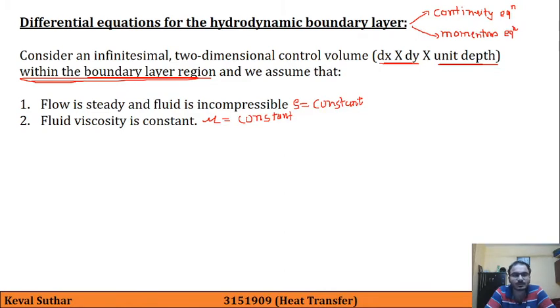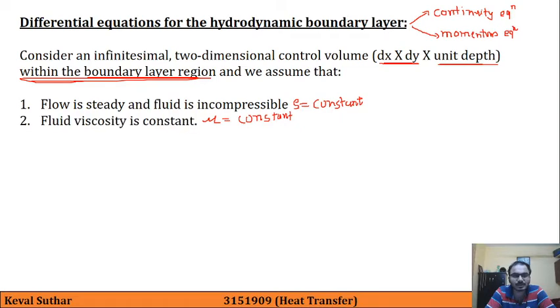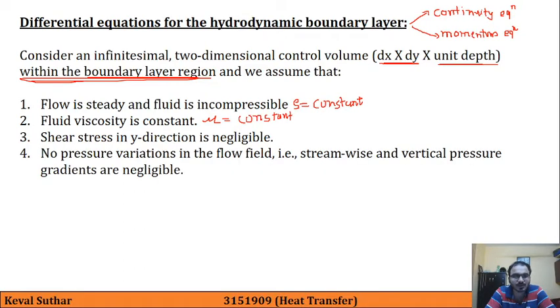Then we started with the differential equation for the hydrodynamic boundary layer. There are two parts in this. First is the continuity equation and second is the momentum equation. There are a few assumptions that we need to make here. First, the flow is steady and the fluid is incompressible. Fluid viscosity is constant. Shear stress in the y direction is negligible. And there are no pressure variations in the flow field. Flow is continuous both in space and time.